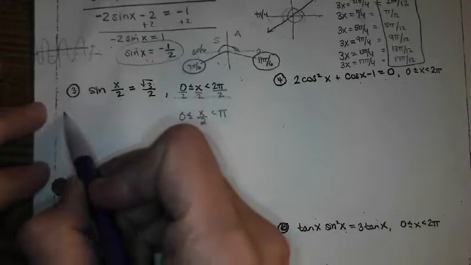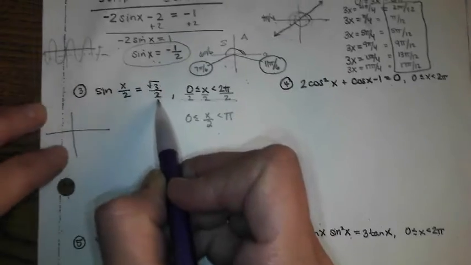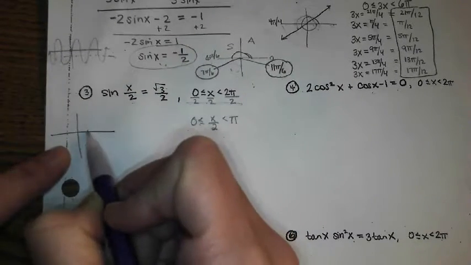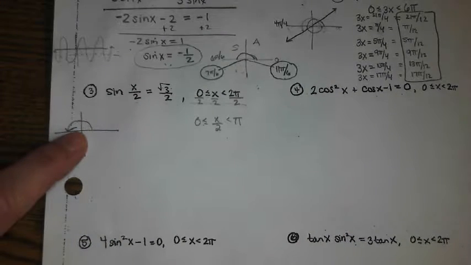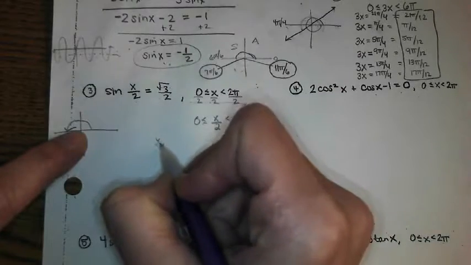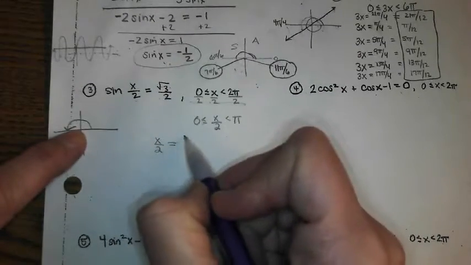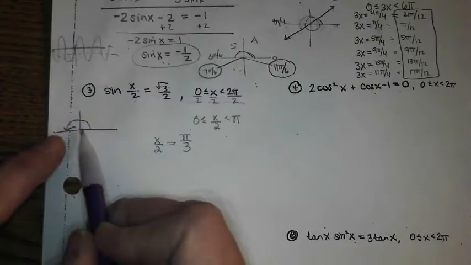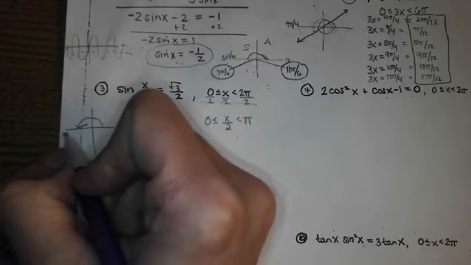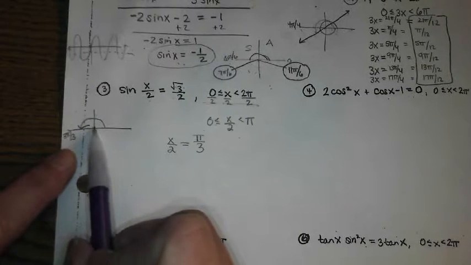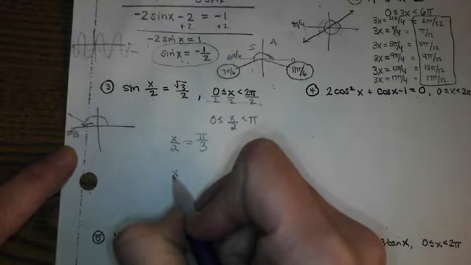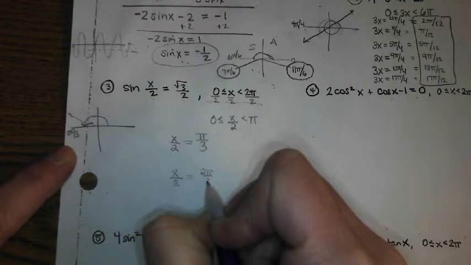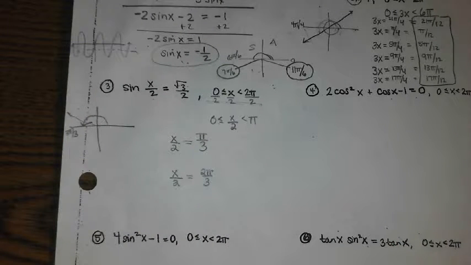So I'm only looking for any sine value that equals root 3 over 2 between 0 and pi now. Do I have anything in quadrant 1 where the sine equals positive root 3 over 2? Yes. So x over 2 could equal pi over 3. Do I have anything in the second quadrant? Yes, because sine is also positive there. So what would be the angle in the second quadrant? 2 pi over 3. So x over 2 could also equal 2 pi over 3. And then I'm done with as far as I need to go around the unit circle.